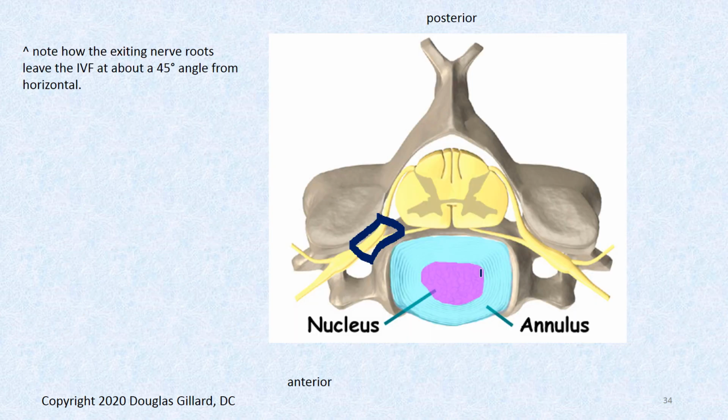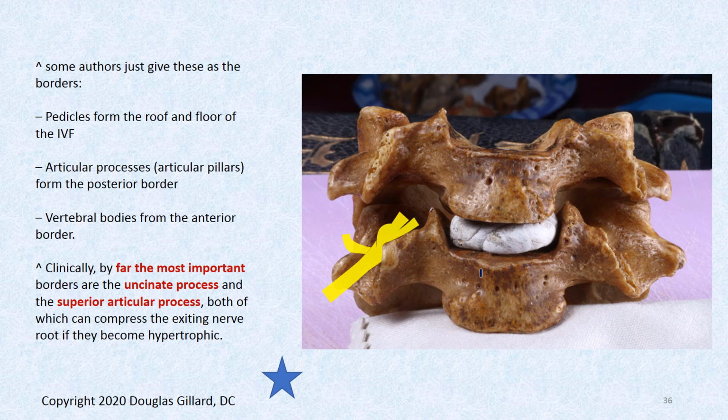Right, so that's the story with that. Here's just another look here. You can see the uncinate processes again on this real bone. There's the superior articular process of, if that's C5, that's C6, that's 6 here.